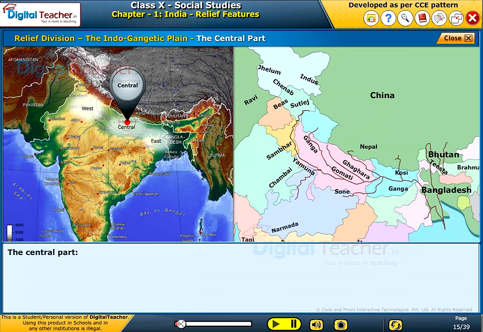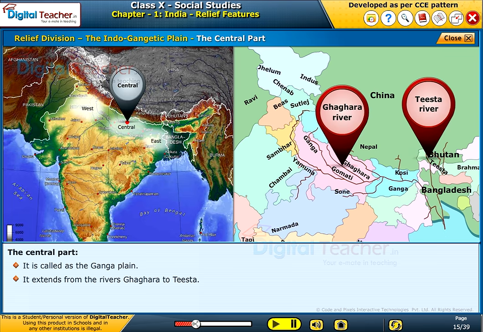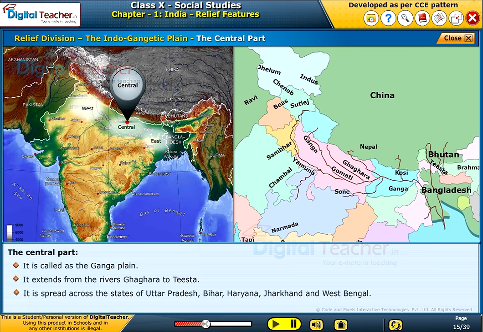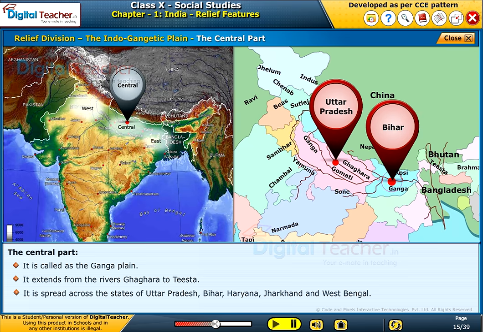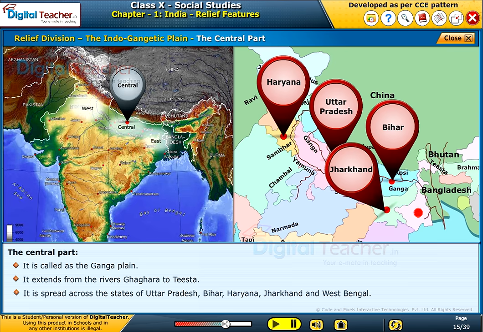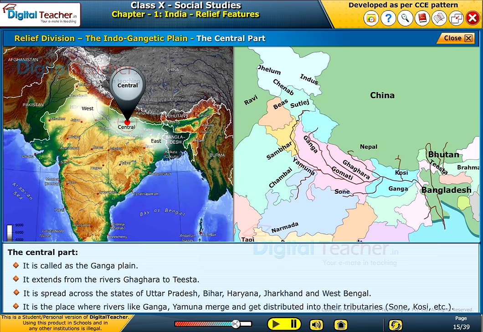The central part. It is called as the Ganga Plain. It extends from the rivers Ghaghara to Teesta. It is spread across the states of Uttar Pradesh, Bihar, Haryana, Jharkhand, and West Bengal. It is the place where rivers like Ganga, Yamuna merge and get distributed into their tributaries Sone, Kosi, etc.